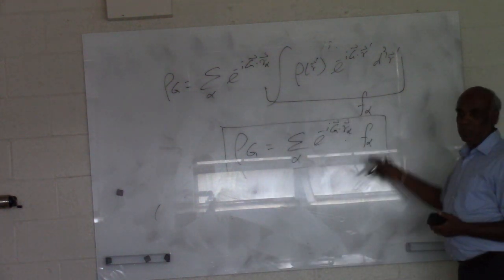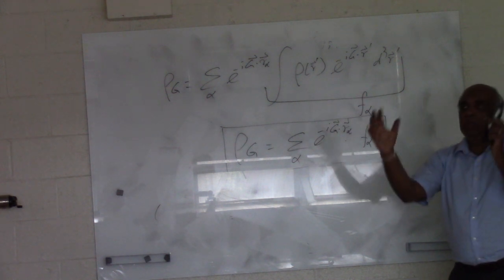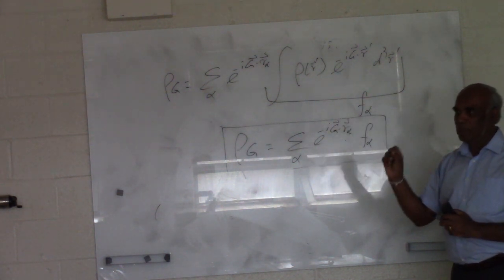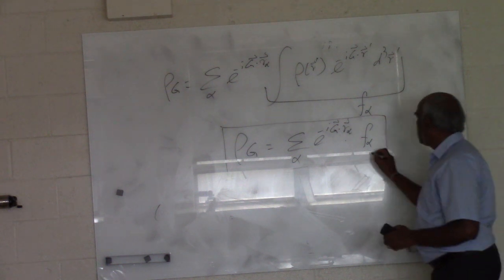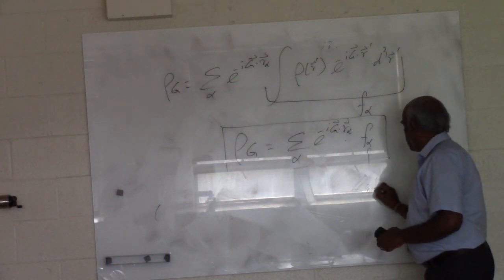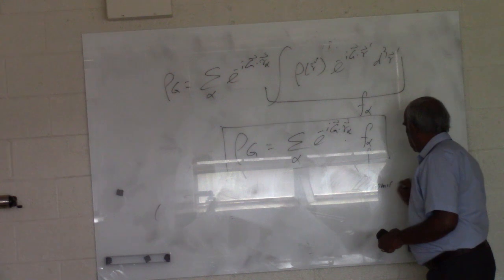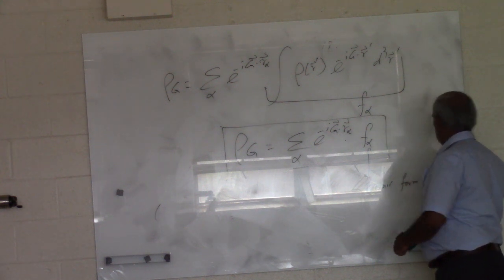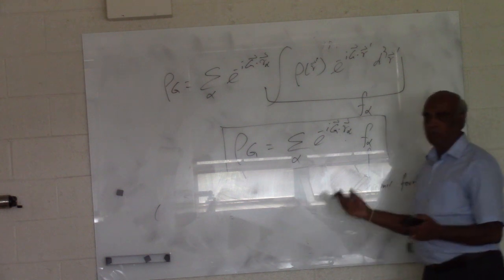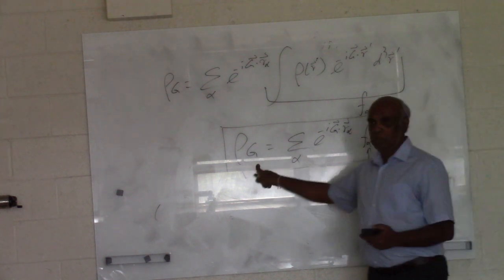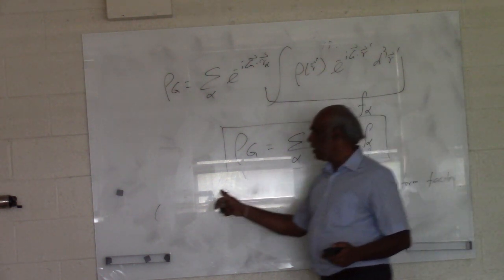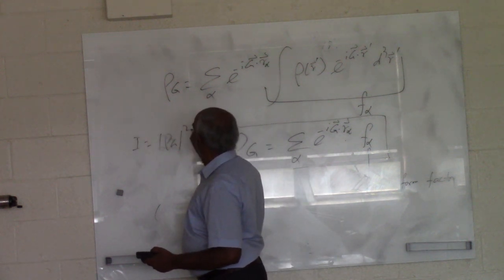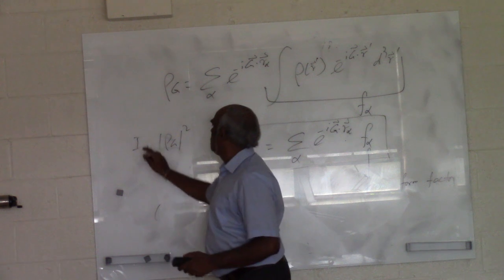So F alpha is what? That tells you how the charges are distributed. It's not a point charge, that's the only thing to understand. So this we call the atomic form factor. So then what is the intensity of the scattered light? Square of this one, right? Just remember, I is simply proportional to rho G squared.